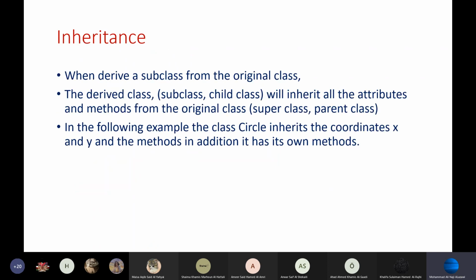Inheritance: when we derive a subclass from an original class, the derived class, subclass, or child class, all these have the same meaning, will inherit all the attributes and methods from the original class, which is the superclass or parent class.